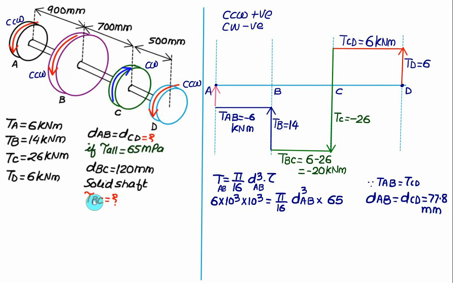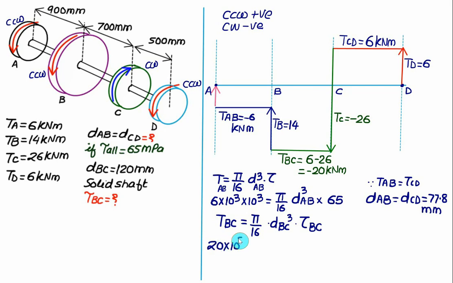Second part, we are interested in the shear stress in the portion BC. Because it is a solid shaft, we have torque equal to pi by 16 d cube times shear stress. This time we are interested to know the diameter. So we'll consider torque in the section BC equal to pi by 16 into the diameter of BC cubed, multiplied by the shear stress in the portion BC. Torque in BC is minus 20, so we use the absolute value, 20.